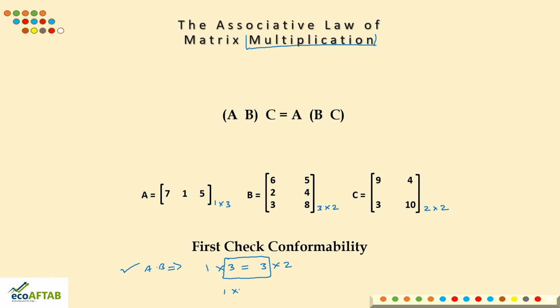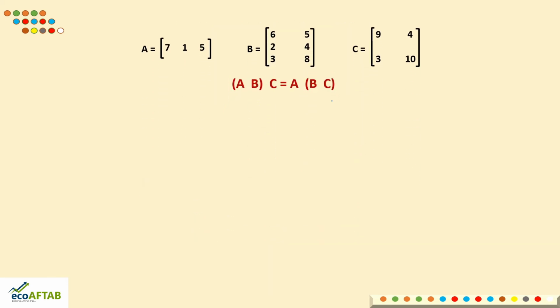Going ahead, can we multiply the matrix AB with C? So here again we need to see the conformability. C matrix dimension is 2 by 2. Again the columns and rows are same, so we can go on for A into B into C. So the conformability we have checked and we are in a position to go ahead with multiplication. So let us start with multiplication.